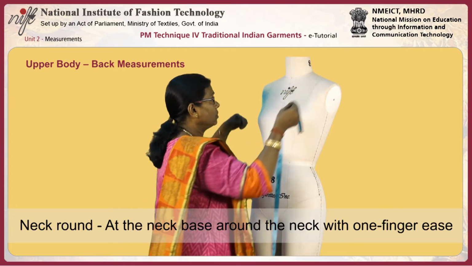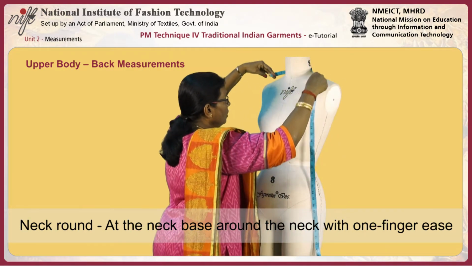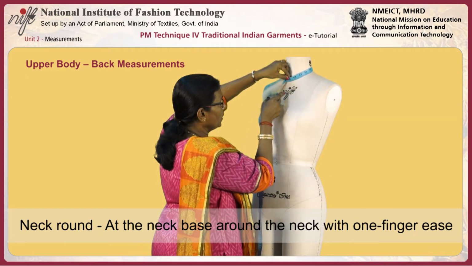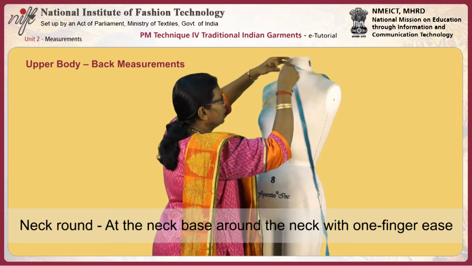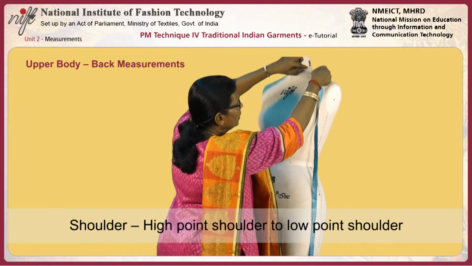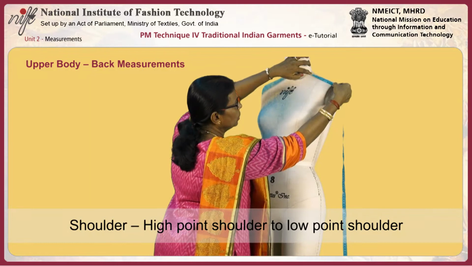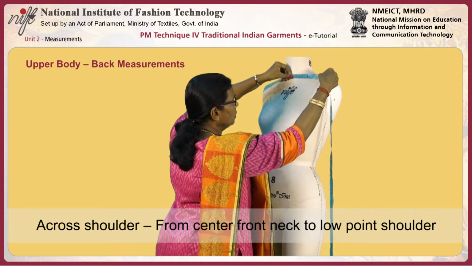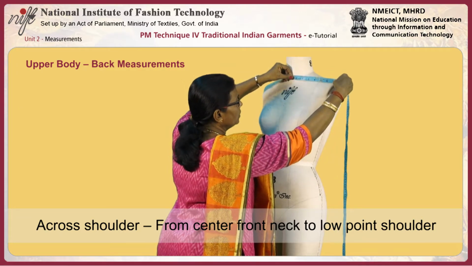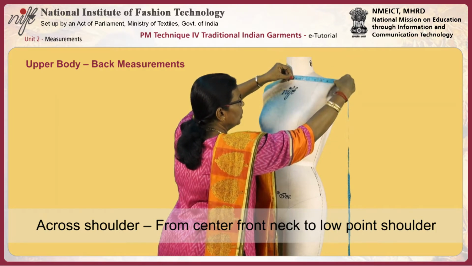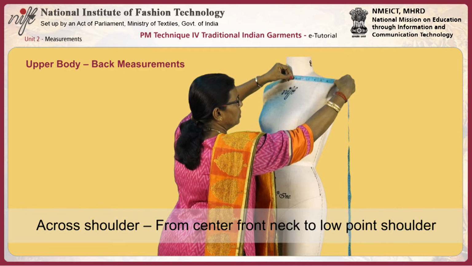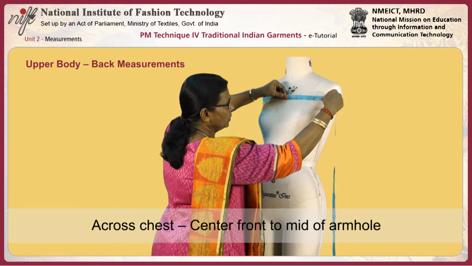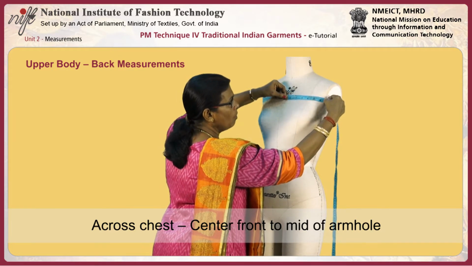Neck round. Measure on the neck base, around the neck with one finger ease. Next, shoulder is from high point shoulder to the low point shoulder. Across shoulder is center front to low point shoulder. Across chest, center front to mid of armhole.